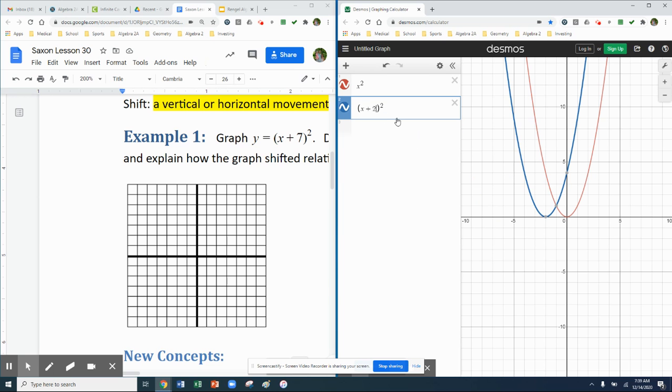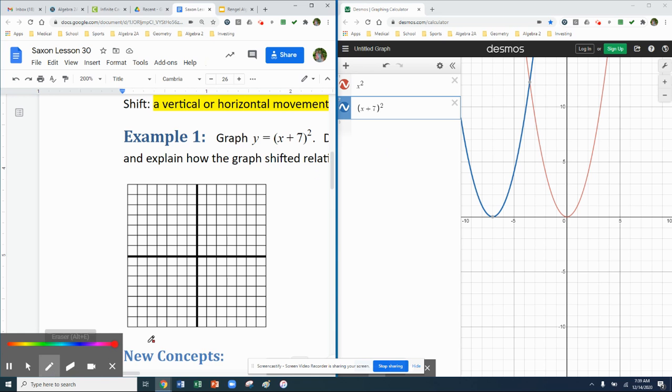And if you did x plus 2, it shifts it to the left 2. X plus 7 is what we had. X plus 10, it's going to shift it to the left 10. So when we start to see that in the parentheses, x plus something, it's going to start to shift it to the left.